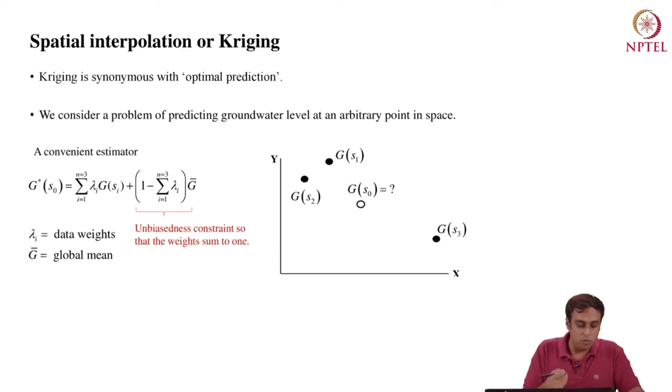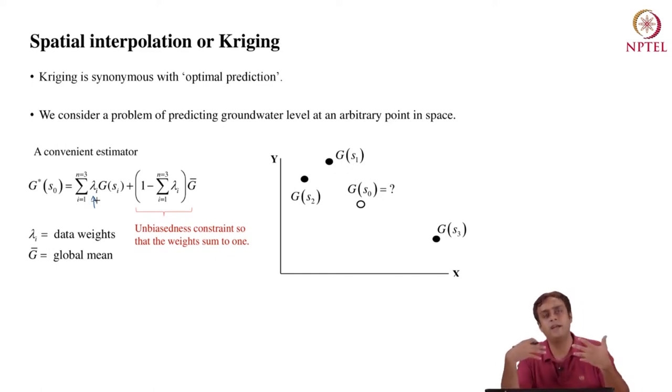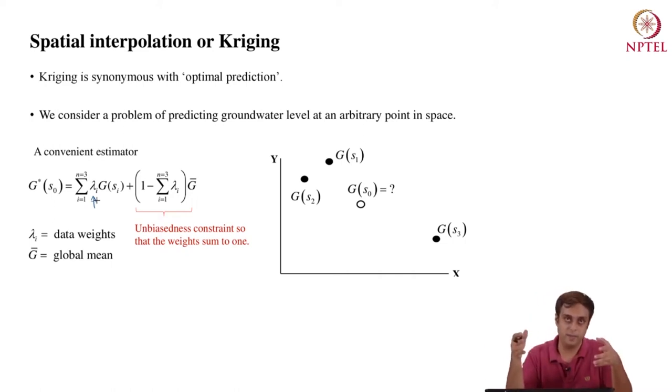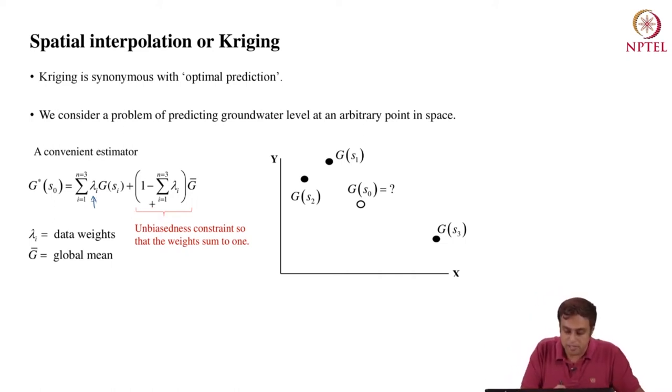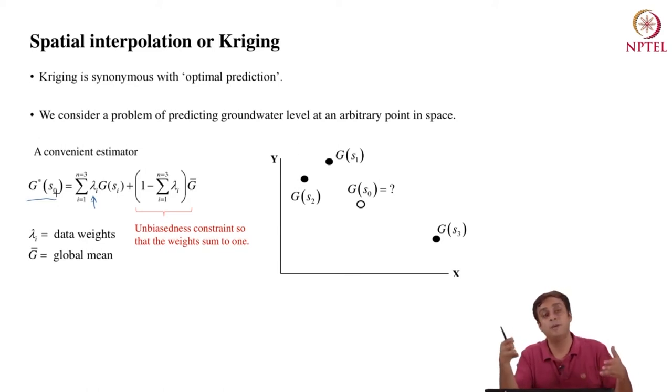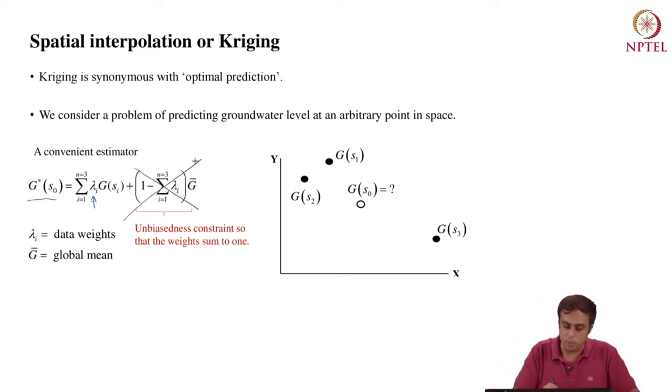So I have provided you here a convenient estimator where these weights are a typical method of conducting prediction. But here the weights are not going to be equal, in the sense of how each sample location is weighed in space. We have this extra component, which is 1 minus summation i equals 1 to 3 lambda i, times G bar. This extra component is just to ensure unbiasedness of the estimator, which is G star S0. And this ensures unbiasedness through the fact that the sum of weights must equal 1, right? If I do not include this component, I can't ensure that the sum of weights will be equal to 1.